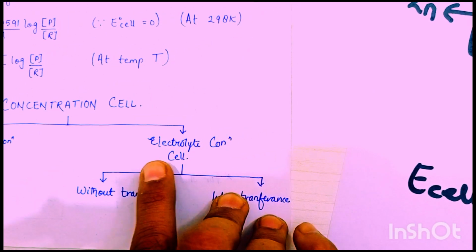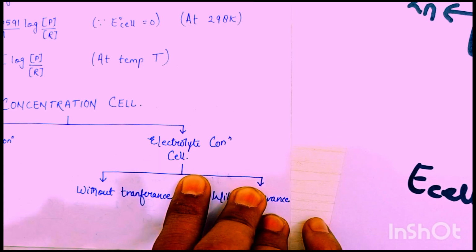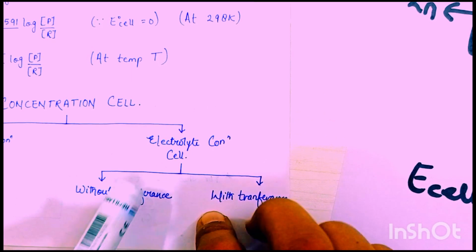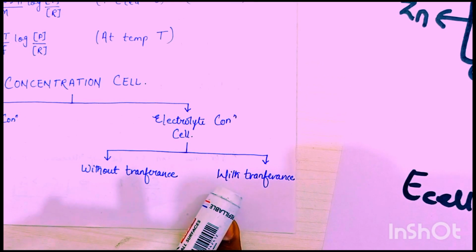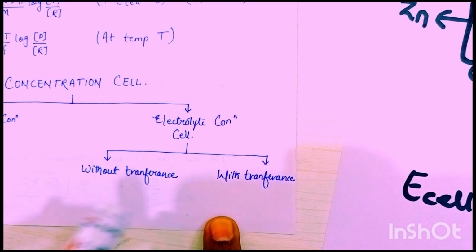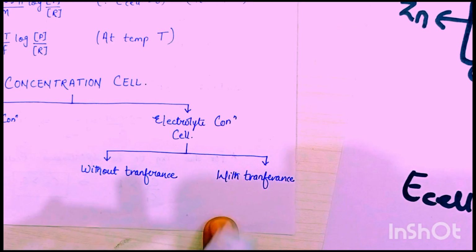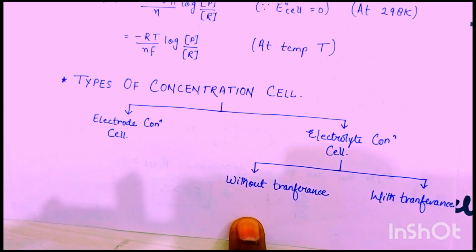Another is very obvious, the electrolytic concentration cell or electrolyte concentration cell, that is, a concentration cell in which there is a difference in the concentration of the electrolyte in both compartments. And this electrolyte concentration cell is of two different types, that is without transference and with transference. But dear students, it is beyond the syllabus of NEET as well as the JEE examination, so we will not go into the depth of the types with transference or without transference. We will just focus on the electrolyte concentration cell and the electrode concentration cell. Now move on to the different types of cell.